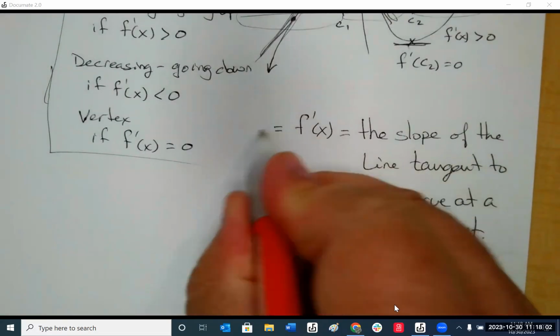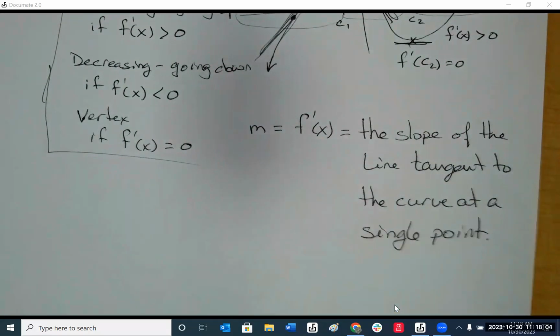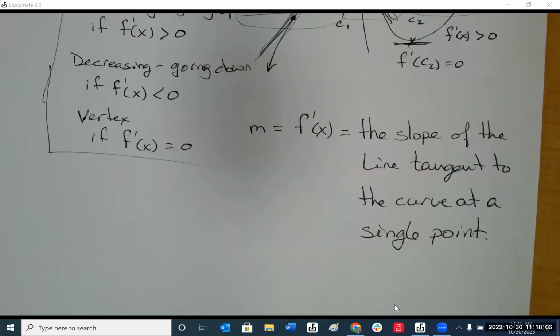Yes, it is a slope. We found it by finding the difference quotient and the limit of the difference quotient as h goes to 0. And then what that really means is this, because now we find the slope at any given point of any curve.